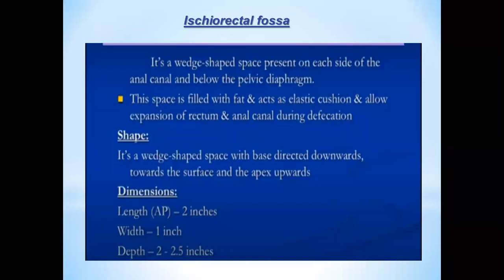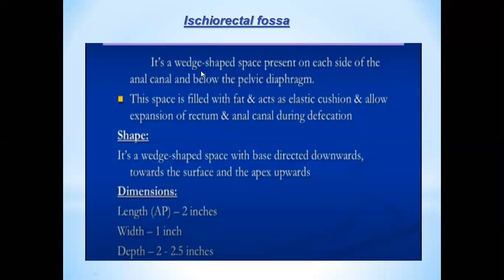Now, we have studied two triangles today. One was the urogenital triangle, which is anterior, and posteriorly we have the anal triangle. And we've studied two pouches, the superficial perineal pouch and the deep perineal pouch. Now, the next thing that we have is the ischiorectal fossa.